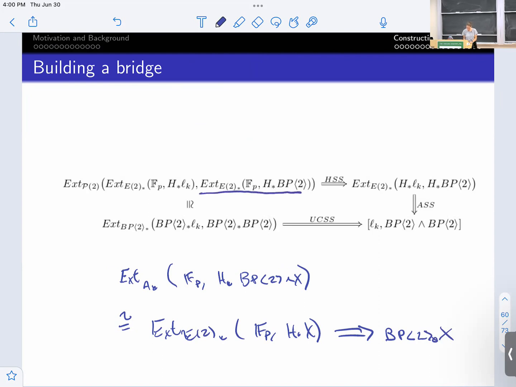this Ext over E(2) dual here is the E2 page for the atom spectral sequence converging to BP2 star BP2. Then this Ext term here is the E2 page for the atom spectral sequence converging to BP2 star L_K. And then this P(2) here actually is the E2 page for the atom spectral sequence converging to BP2 star. Then we can use Culver's result, which tells us that these atom spectral sequences are going to collapse at the E2 page, so that at least gives you an isomorphism between their associated gradeds. Then we use the fact that the atom spectral sequence is multiplicative.